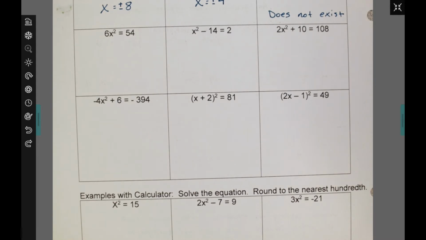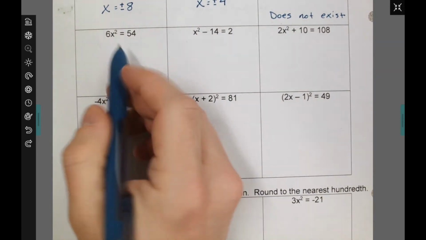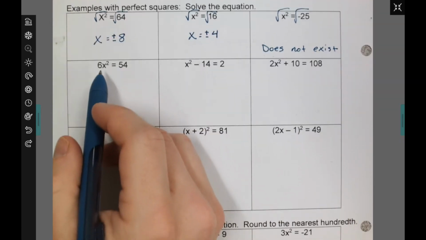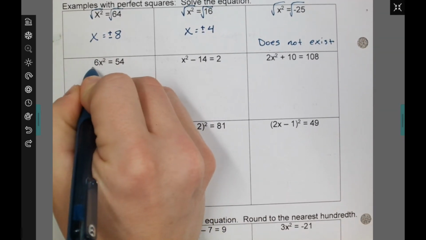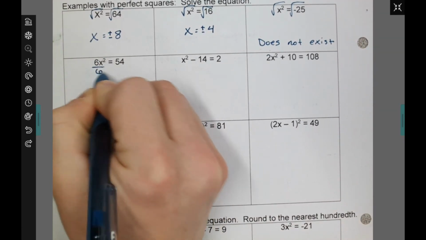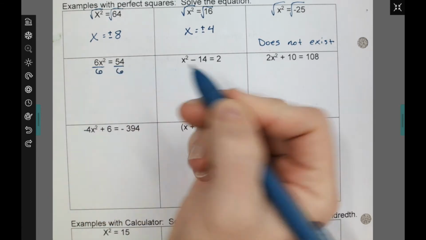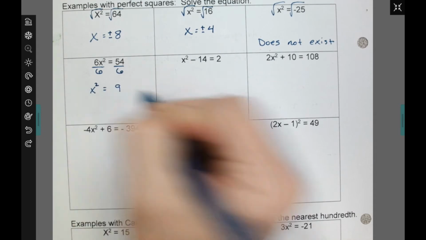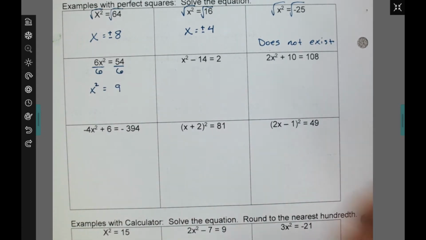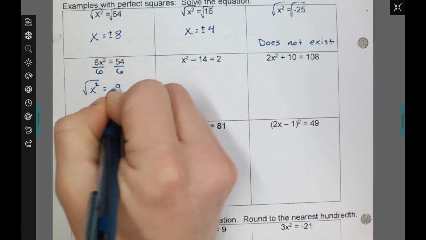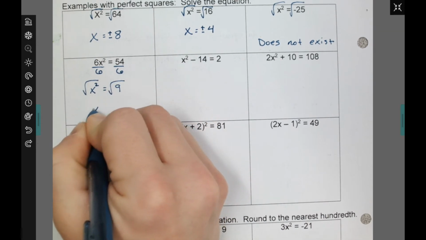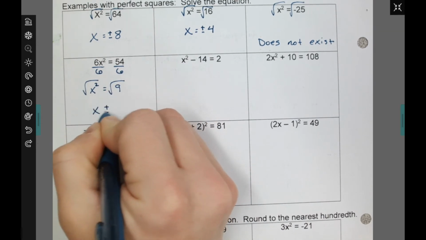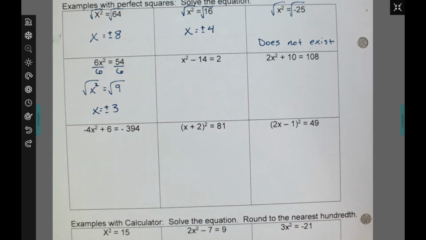Moving on. Next row. You look at that. The x squared is not by itself. So when the x squared is not by itself, you need to get it by itself first. So the first thing we do here is divide each side by 6. And we get x squared equals 9. At this point, we can go ahead and square root because the x squared is by itself. It'll give us x equals plus or minus 3.